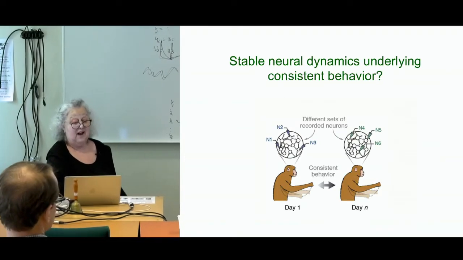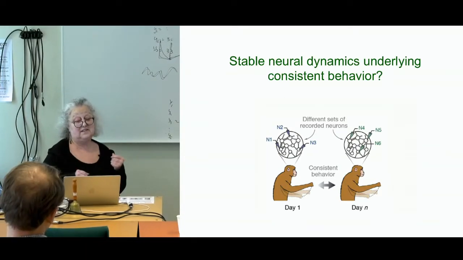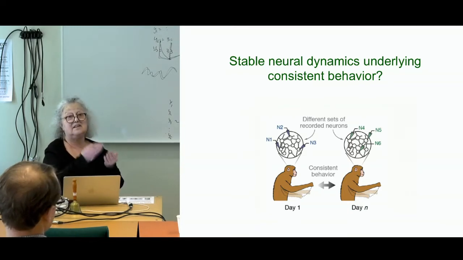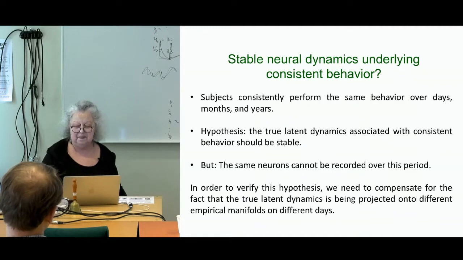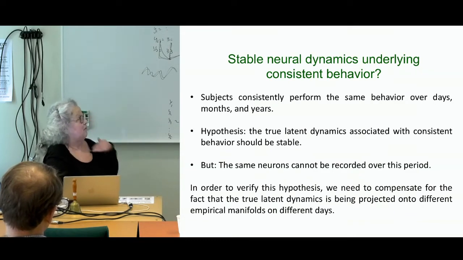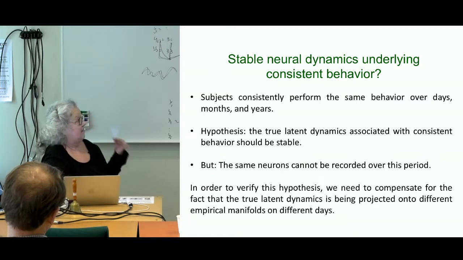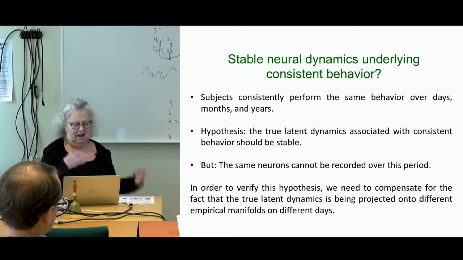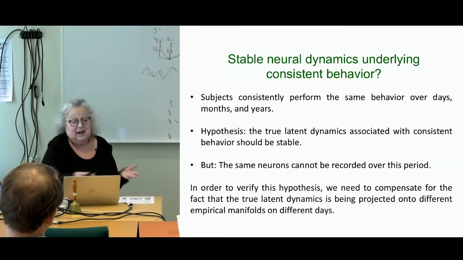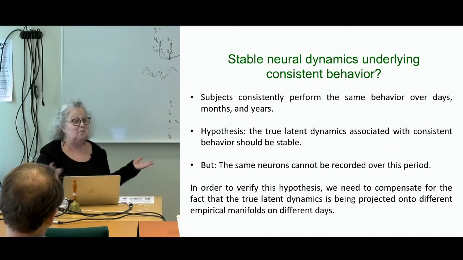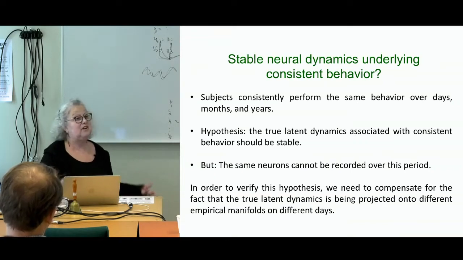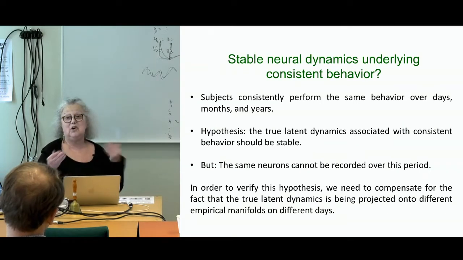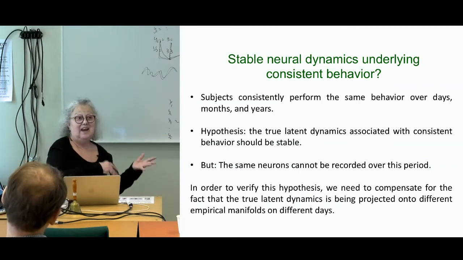So this is the question that we ask ourselves. If the behavior is very consistent, is there a neural dynamics that is also very stable and very consistent, and it's underlying this very consistent behavior? And so what's the problem? The subjects always do the same thing over days, months, and years. We assume that the latent dynamics associated with this consistent behavior should be stable, but we cannot record the same neurons over such a long period of time. So how are we going to verify this hypothesis? In some sense, we need to compensate for the fact that the neurons that are being recorded from are not the same on day n as on day m.